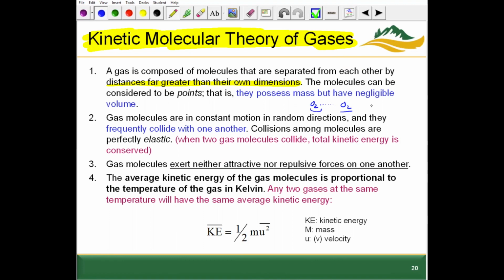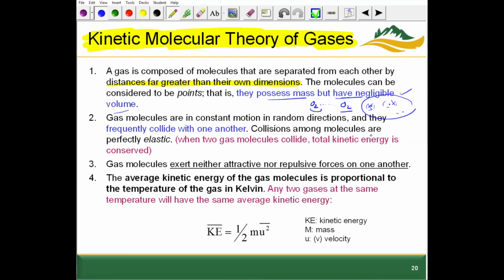So we think of these gas molecules as certain points in a vessel. They have some mass to them, but they're so small and so spread apart that the volume taken up by these individual gas molecules ends up being essentially negligible. So these gas molecules possess mass, but they have a negligible volume ultimately when we picture them on this kind of scale.